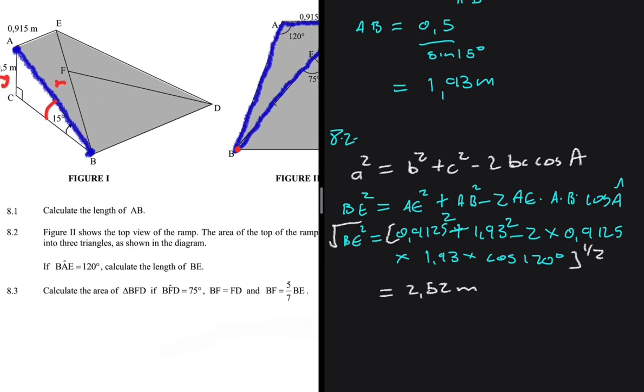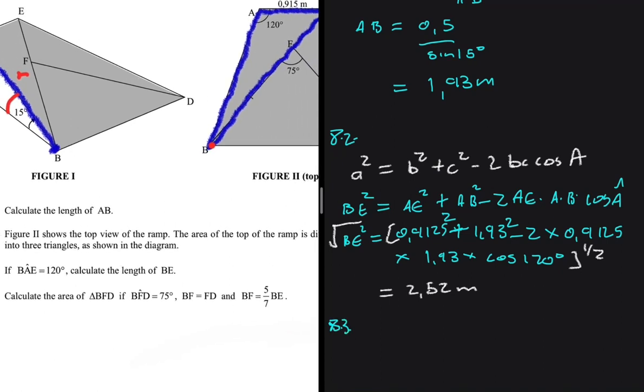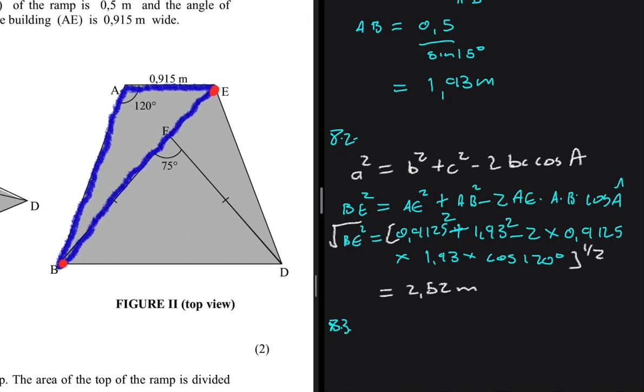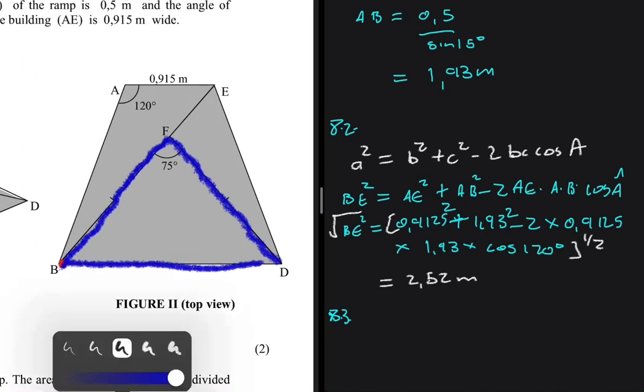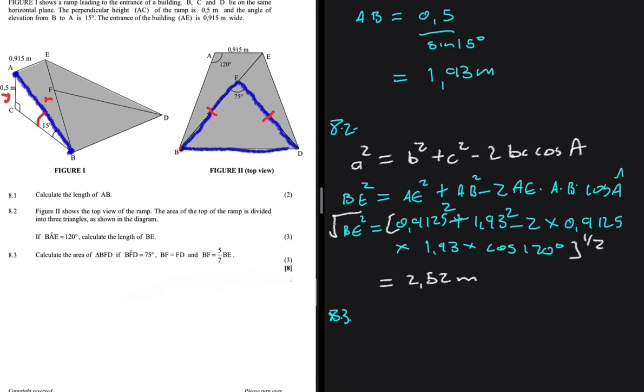Moving to 8.3. 8.3 is saying that let's calculate the area of triangle BFD. So let's just highlight BFD first before we continue reading. So BF and then D, right? We know that BF is equal to FD. It is given to us, and then okay, let's carry on reading.